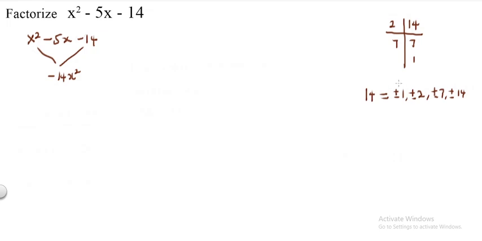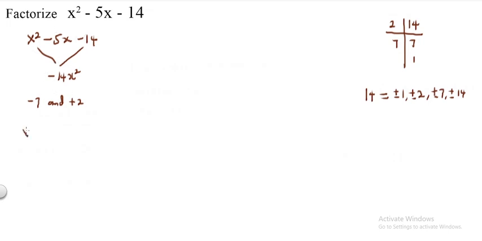Next up, which two numbers here do I add up to give me minus 5? And if I multiply, it'll give me minus 14. If I pick minus 7 and plus 2, that would do. So if I add minus 7 and 2, it's giving me minus 5. If I multiply both of them, it will give me minus 14.